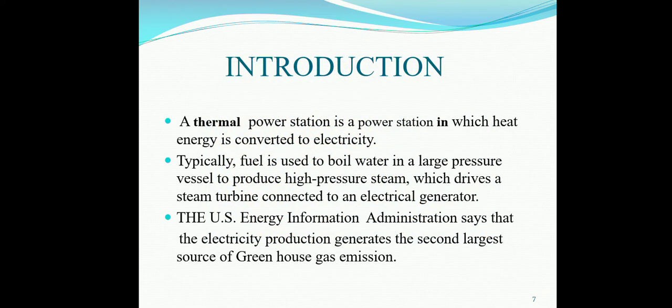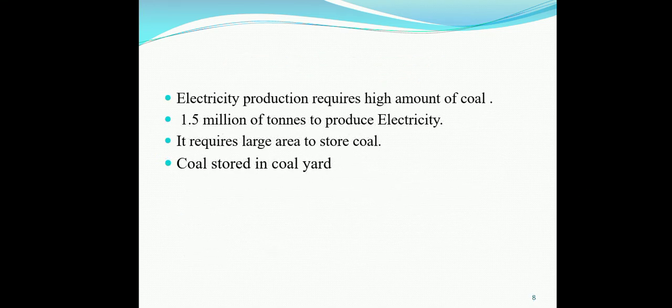Introduction. A thermal power station is a power station in which heat energy is converted into electricity. The generation of electricity requires a large amount of area, finance, resources, and a large amount of coal. Around 1.5 million tons of coal are required to produce the electricity. Coal is stored in a coal yard. Generally, a coal yard is a large area where we can store our coal.